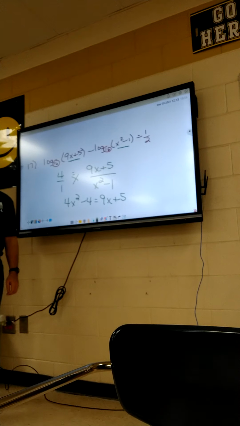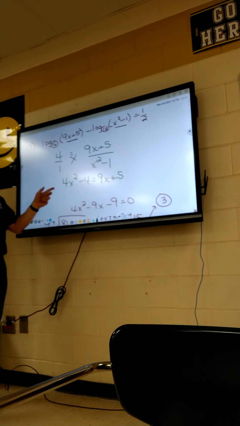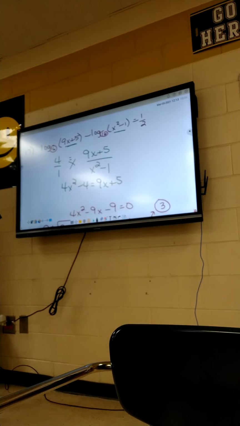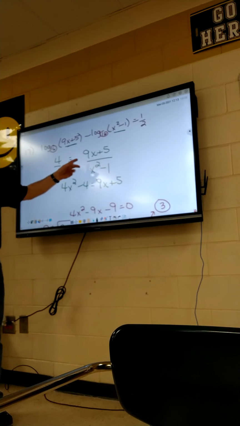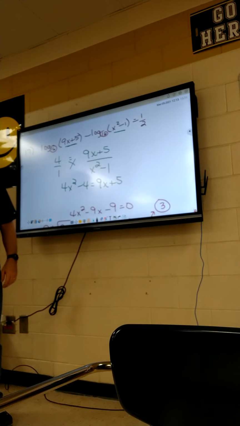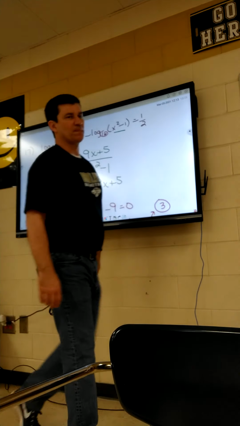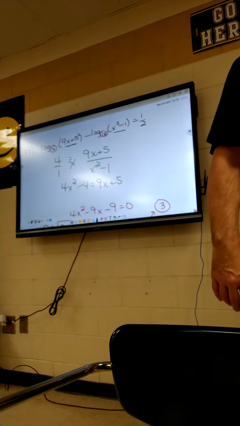All right, so now what do we do? If I want to factor it out, I got to get everything on the left side, right? So when I got everything on the left side, I got that. So I moved over my positive 9x, it became a negative 9x. Positive 5 became negative 5. Right? So now I want y'all to do quadratic formula from here.